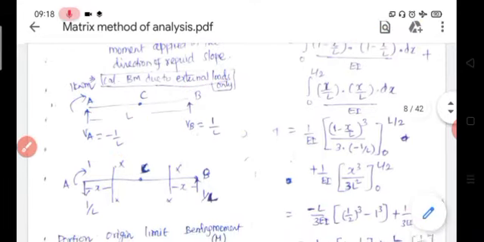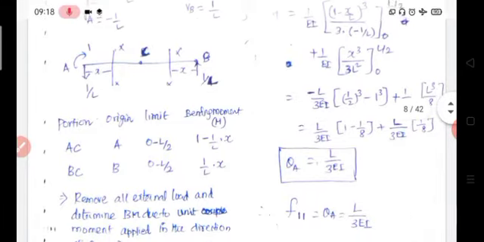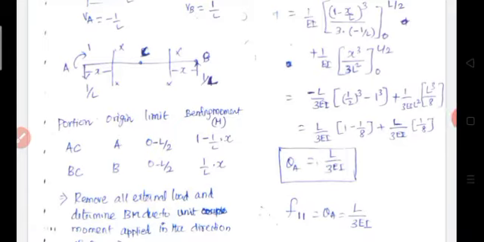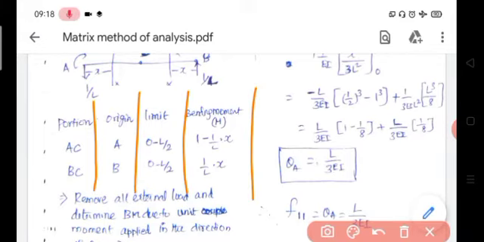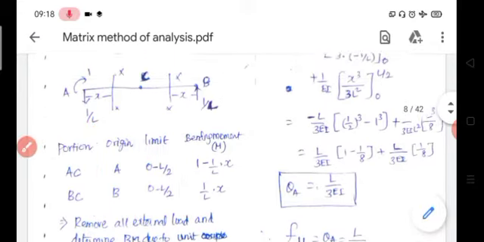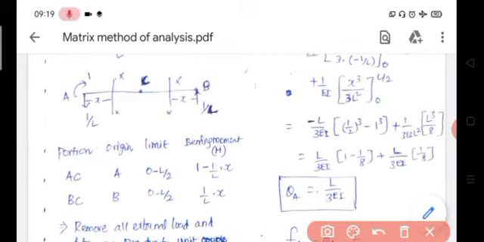After that we have to form a table to determine the bending moment due to external forces. The first column of the table is portion, the second column is origin, the third column is limit, and the fourth column is bending moment due to external force. Split the beam into a number of portions. In this case we have to consider only two portions: the AC portion and the BC portion.